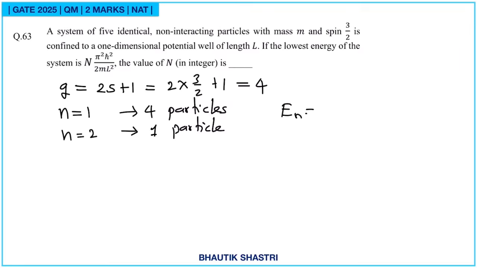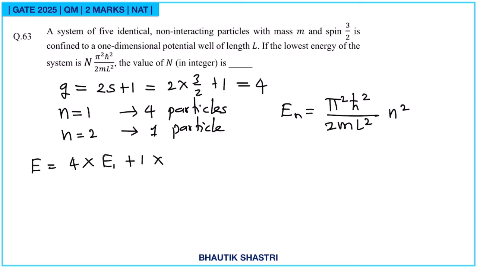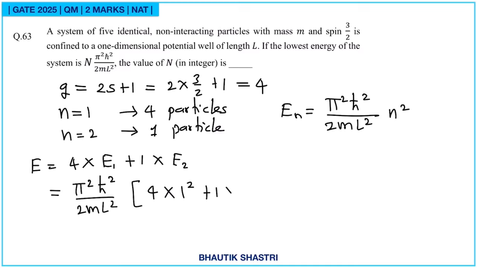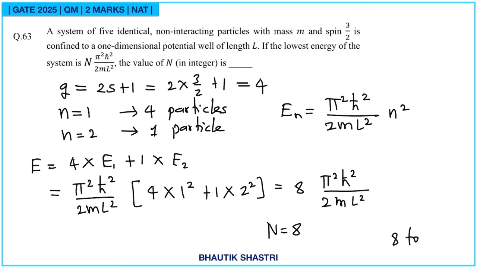And En is equal to pi square h cut square upon 2 m L square into n square. So E is equal to 4 into E1 plus 1 into E2. So we can take pi square h cut square upon twice m L square common, and this is 4 into 1 square plus 1 into 2 square, which is 8. So n is equal to 8, and the answer given in the answer key is 8.